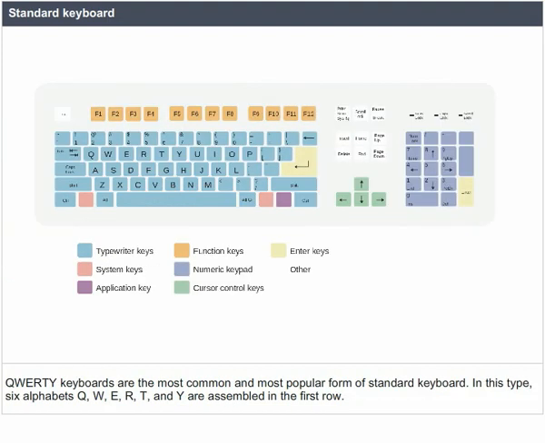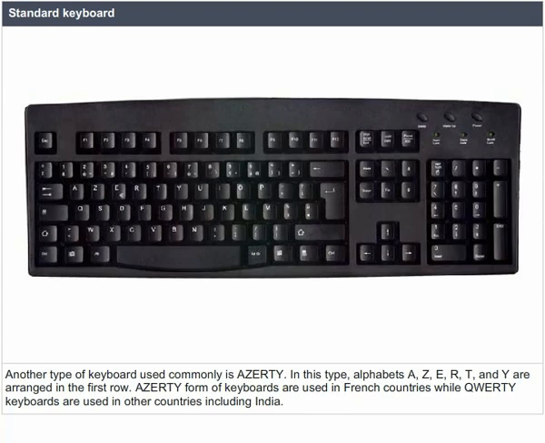In this type, 6 alphabets Q, W, E, R, T, and Y are assembled in the first row. Another type of keyboard used commonly is AZERTY. In this type, alphabets A, Z, E, R, T, and Y are arranged in the first row. AZERTY form of keyboards are used in French countries, while QWERTY keyboards are used in other countries, including India.